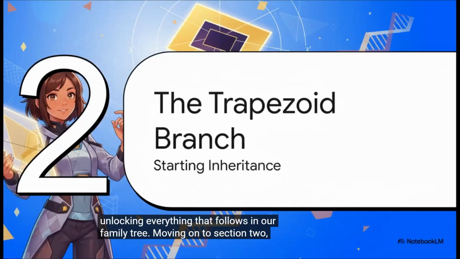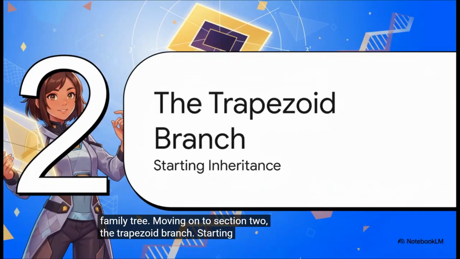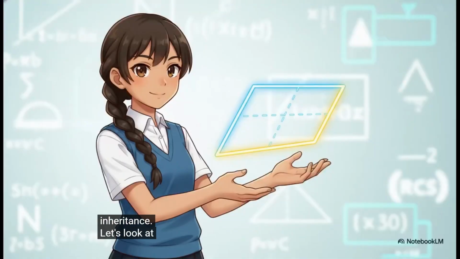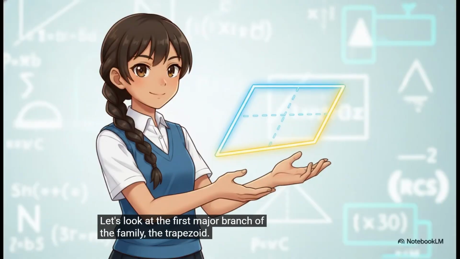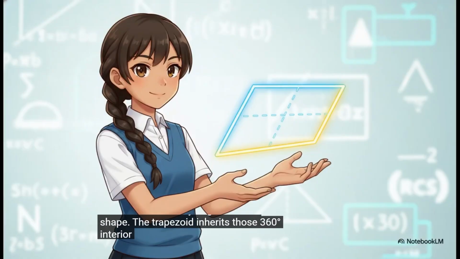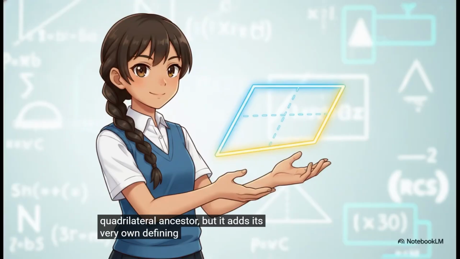Moving on to section 2, the trapezoid branch, starting the inheritance. Let's look at the first major branch of the family, the trapezoid. This is where the inheritance really begins to take shape. The trapezoid inherits those 360-degree interior angles and 4 sides from its quadrilateral ancestor, but it adds its very own defining trait to the bloodline.